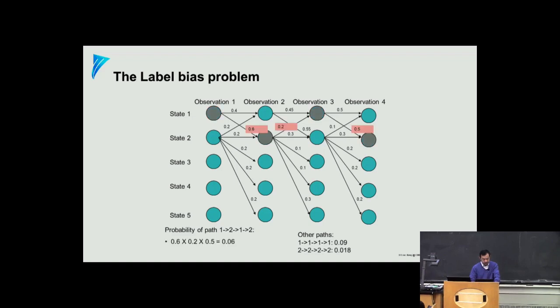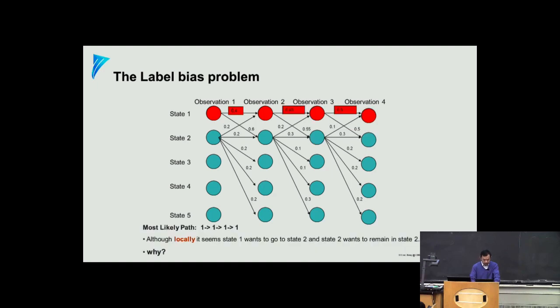Another one, 1, 2, 1, 2, that kind of state transition, has 0.06. And maybe another one, 1, 1, 2, 2. What's the probability? 0.06.